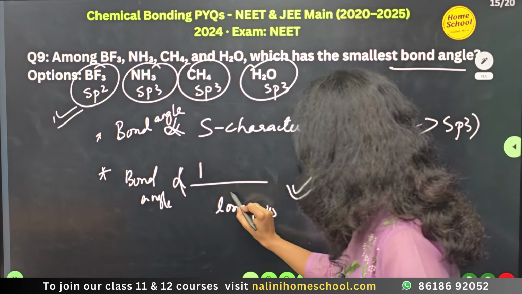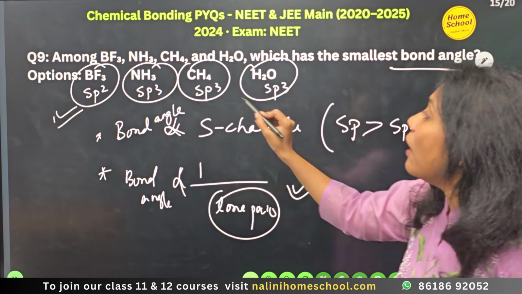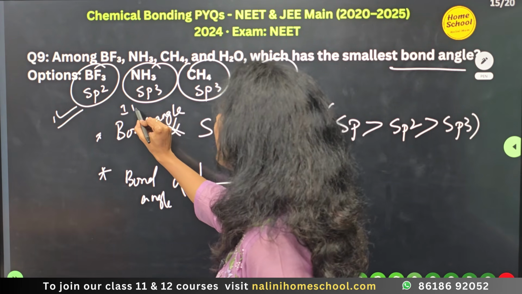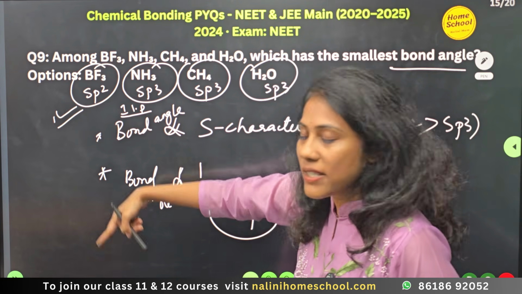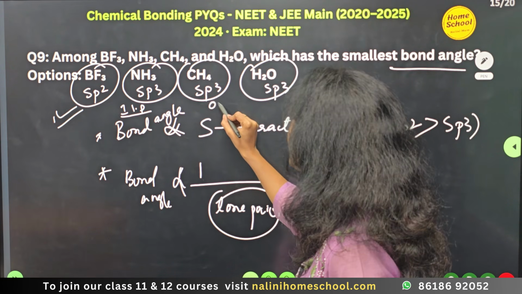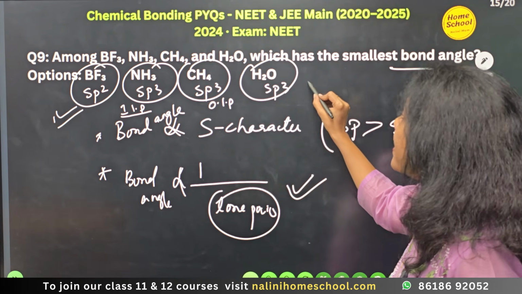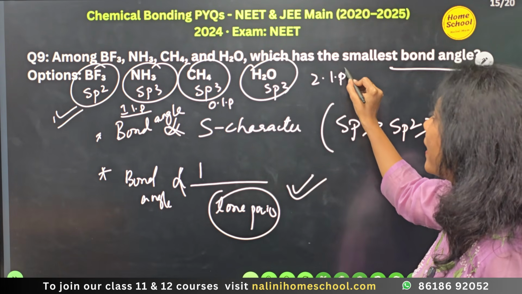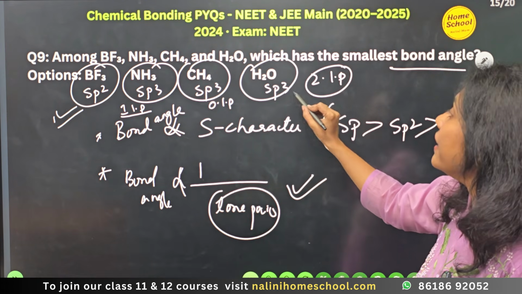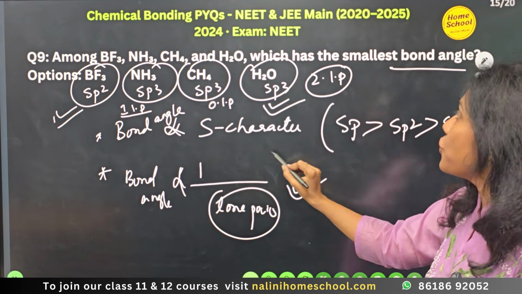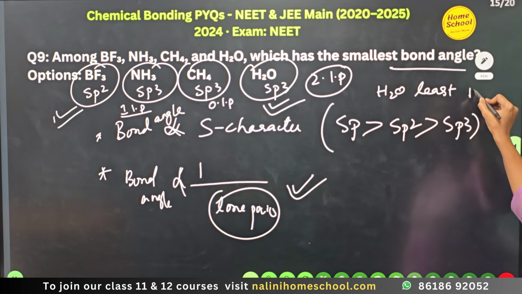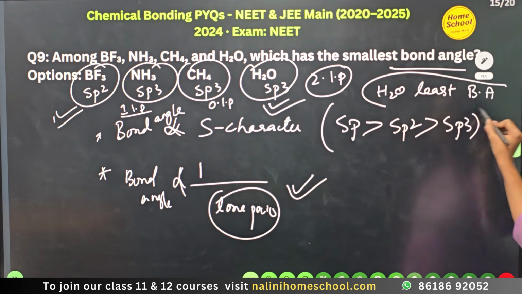Now look for lone pairs. So how many lone pairs does NH3 have? NH3 has got one lone pair, guys. So just use the trick and identify, right? CH4 has got 0 lone pairs and H2O has got 2 lone pairs. Okay, so higher the lone pairs, least is the bond angle. So higher lone pairs you will find in H2O. So H2O has got the least bond angle.